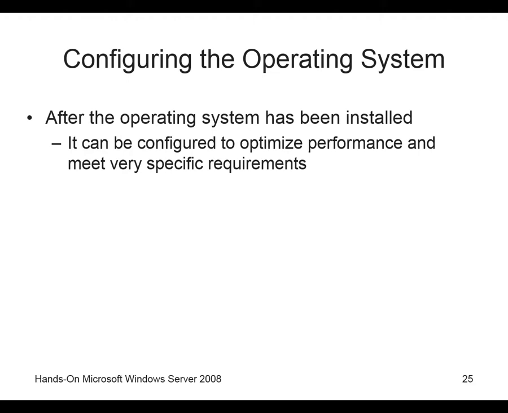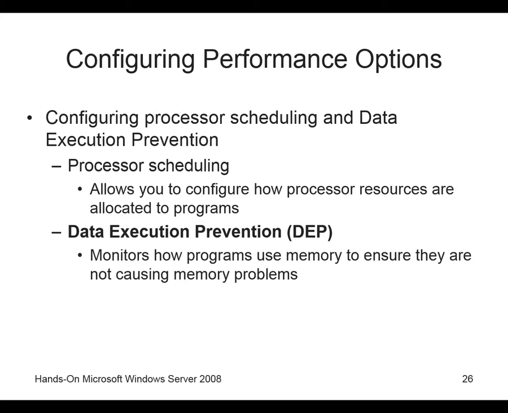After the operating system has been installed, it can be configured to meet baseline performance. Let's see here. Data execution prevention. We can use data execution prevention to determine how many resources I'm going to apply to what type of processes. Am I going to apply 80% of my processes to web resources? No. I want 80% of mine to go to actual calculations, right? 20% to go to my network traffic.